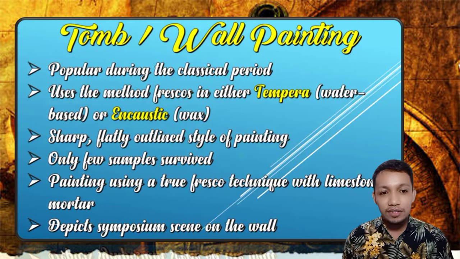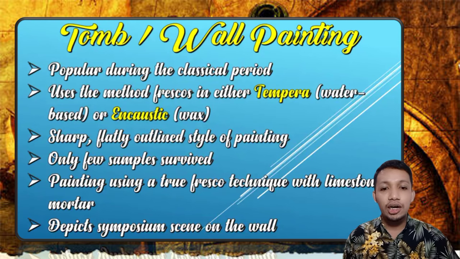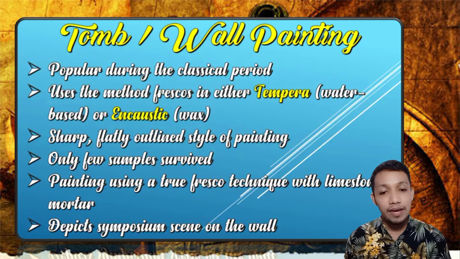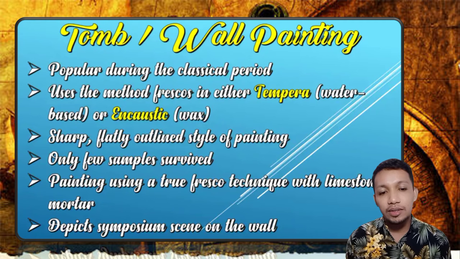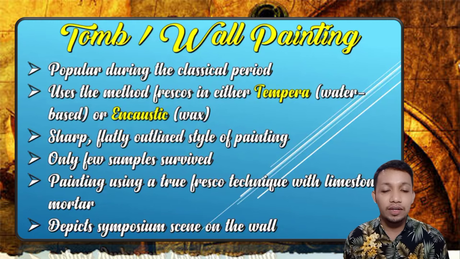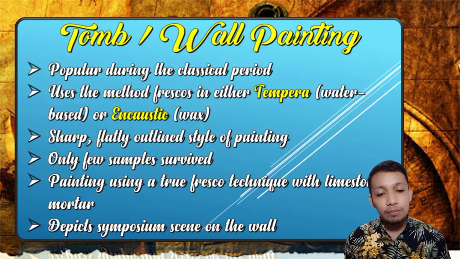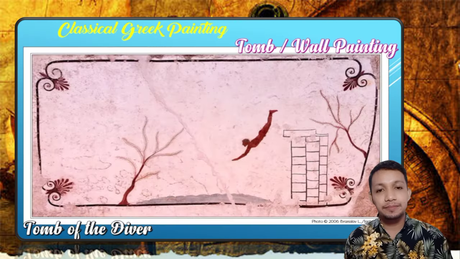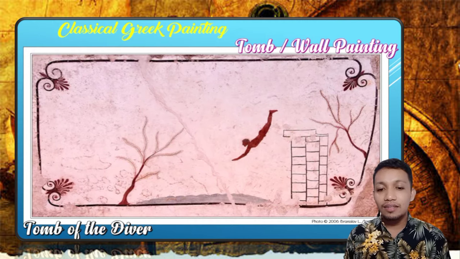They use the fresco method, either in tempera, which is water-based, or encaustic, which is wax. A sharp, flatly outlined style of painting. Only a few samples survived, and this one uses a true fresco technique with limestone mortar. It depicts a symposium scene on the wall. And here is an example of tomb or wall painting by the Greeks, which is entitled Tomb of the Diver.